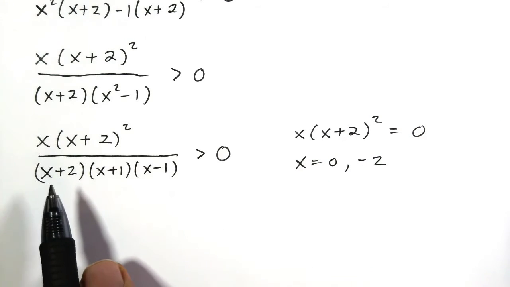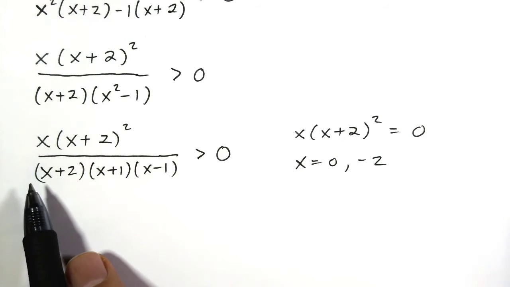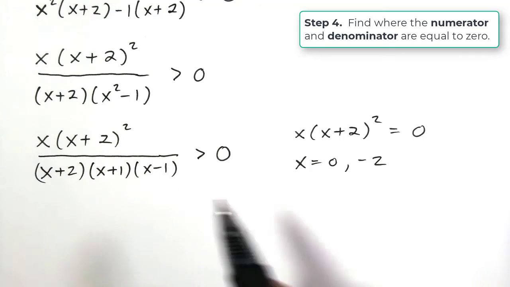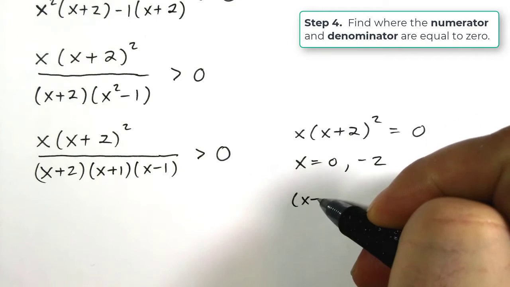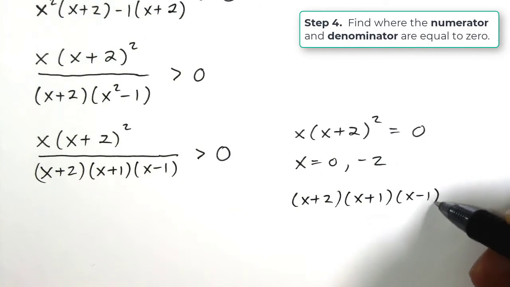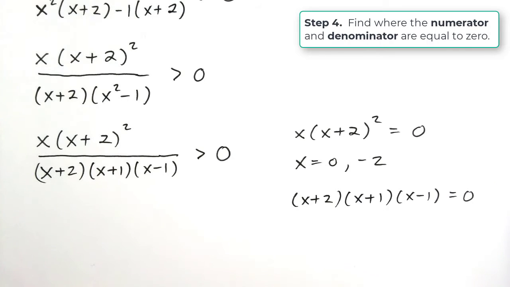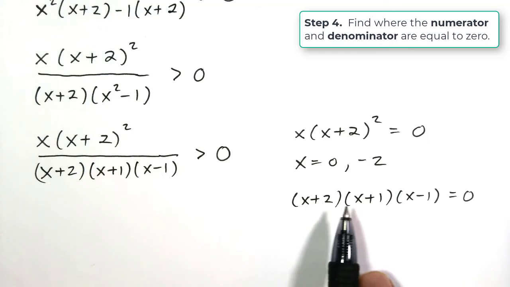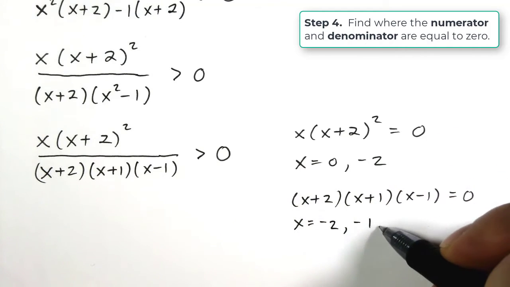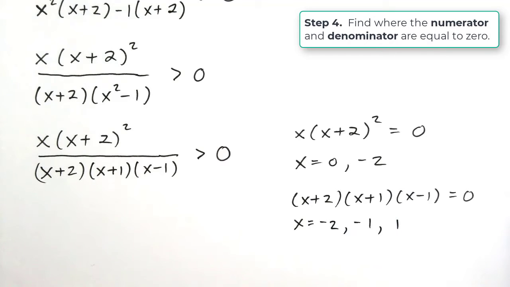Okay, next we're going to see where this rational function is undefined. That occurs when the denominator is equal to 0. So now we're going to set the denominator equal to 0, and we're going to solve for x. And that's going to happen when any one of these factors is equal to 0. So I can see that happens at x equals -2, -1, or 1.